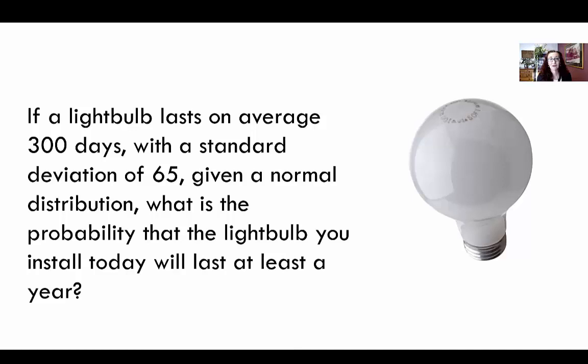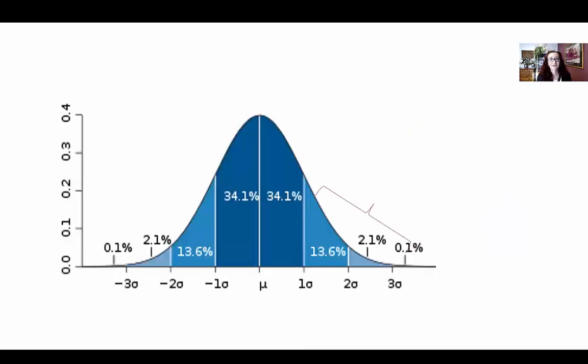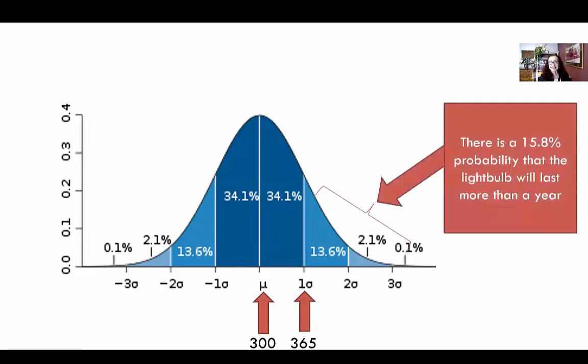So let's have a look at that graphically, just to get our heads around the whole concept of standard deviations and normal distributions once again. So let's say that were 300, so that's your midpoint there, and 365 a year is 1 standard deviation away from the mean. That means if I were to add up the rest of it, there is a 15.8% probability that the light bulb will last more than 1 year.